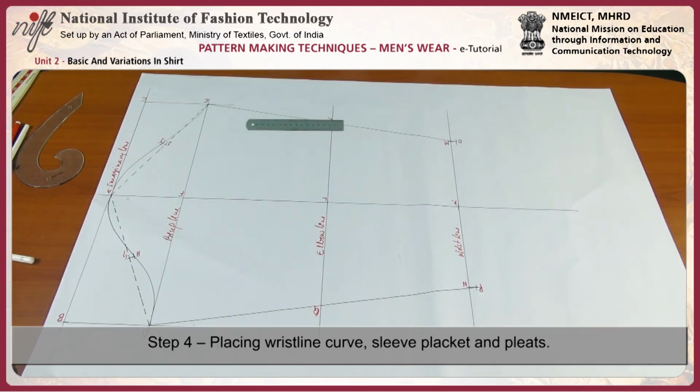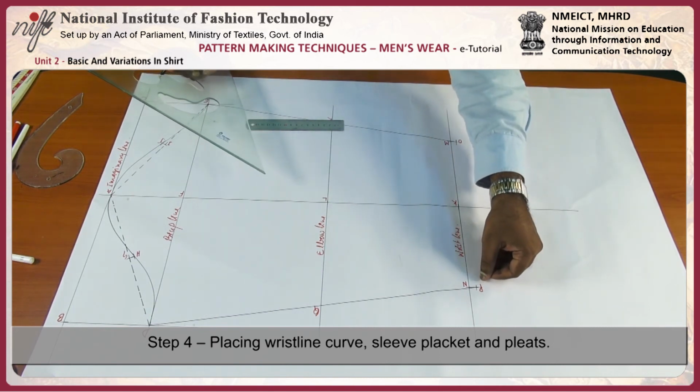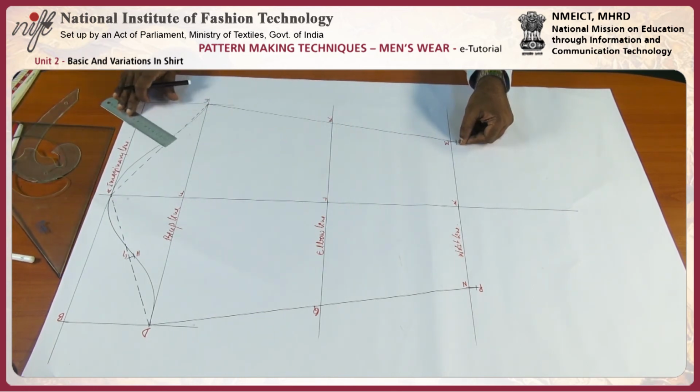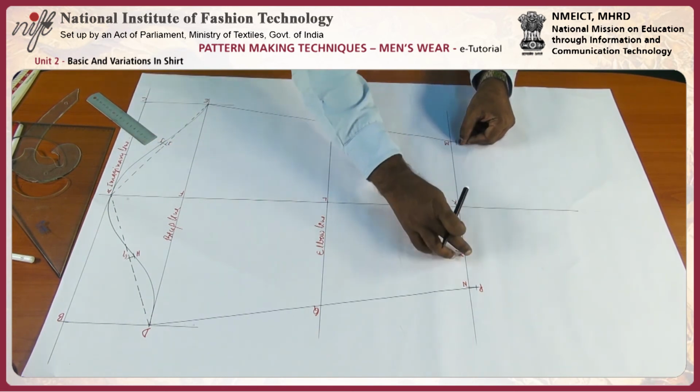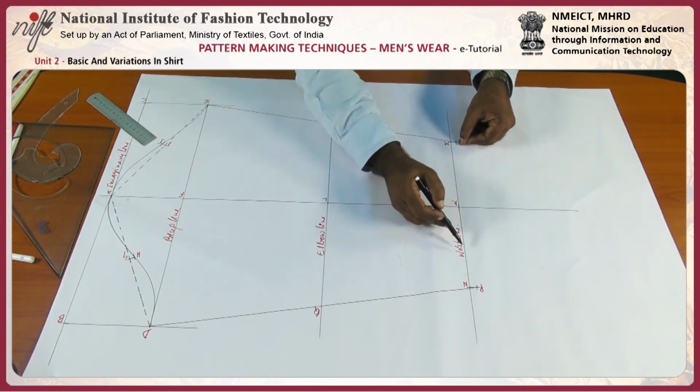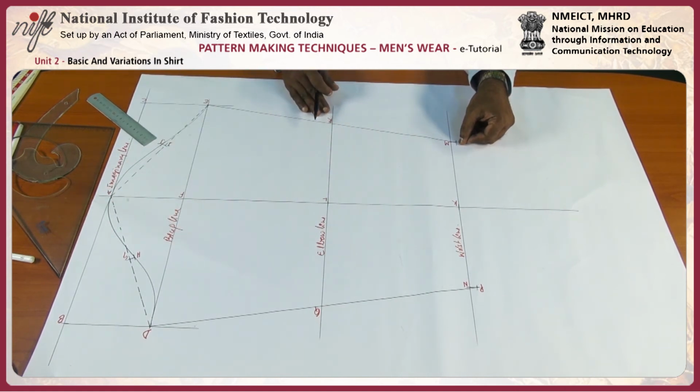Now let us proceed to step 3 to 4, where we are going to place the wrist line curve, the sleeve placket and the pleats. The wrist line curve will be different because the back sleeve is longer than the front sleeve. First, let us place the sleeve placket positioning.